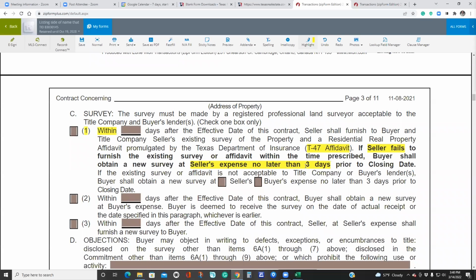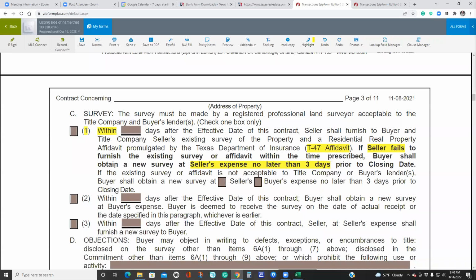So if the seller says they'll provide one, but they don't, then the buyer is going to order it and the seller will pay for it per the contract. And folks, if you're the listing side and the seller says they have a survey, get it at the listing appointment. Don't wait for a contract to come in. Because days here are really important because you have so many days right here to get that done.